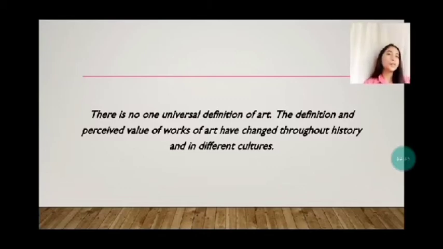So, year by year, the meaning of arts has evolved, like the way we make drawings has changed because of globalization. Before, it was handmade, but now we have a lot of technologies that we can use to make art and drawings, right?